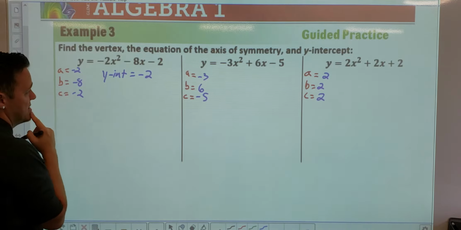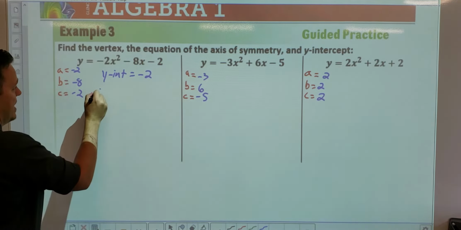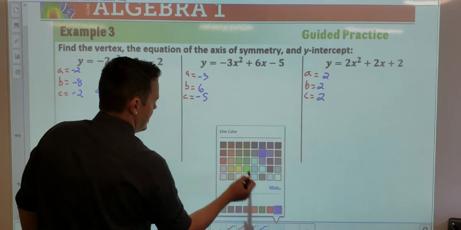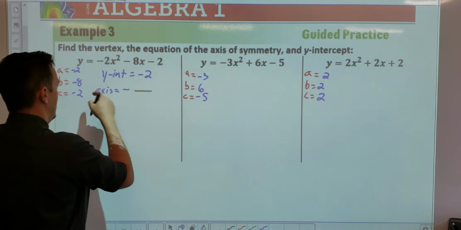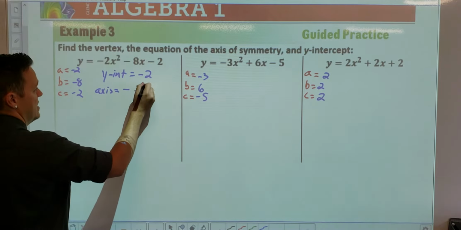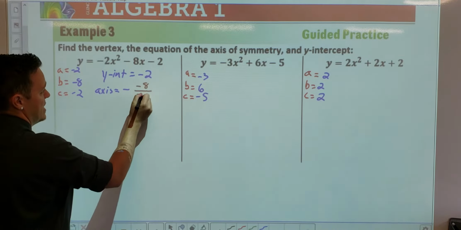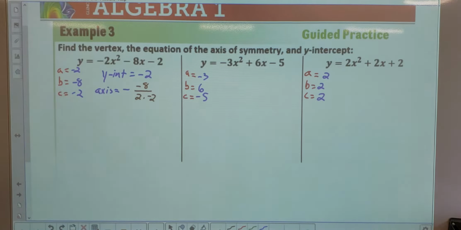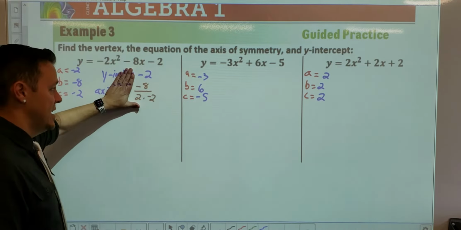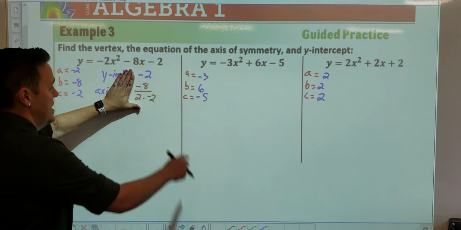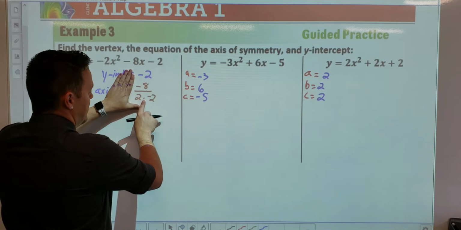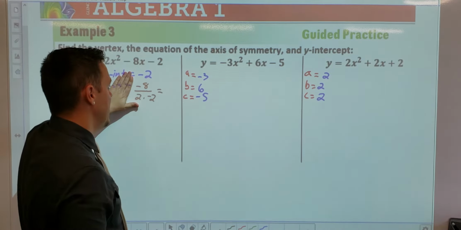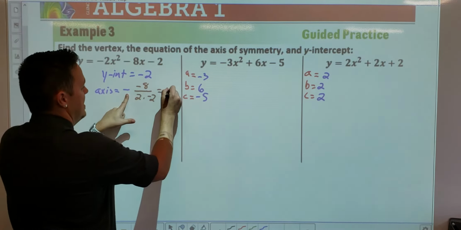We know our axis of symmetry is going to be axis is negative, right? And then it's going to be the b value, which is -8, and it's going to be 2 times what? The a value, which is -2. Okay, so this is a tricky one because these two negatives would cancel each other out, right? So this would be -8 divided by -4 is actually a what? It's a +2.